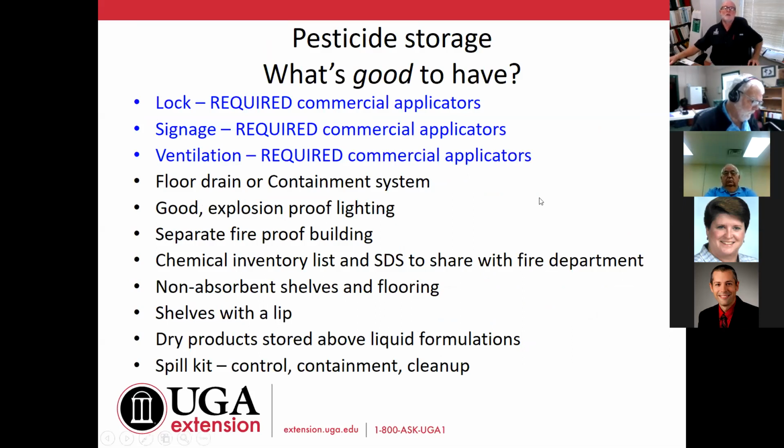What's good to have? I think we've already covered, and you'll see in blue here, that if you're a commercial applicator, these first three are required: to be under lock, to have proper signage, and to have adequate ventilation. Some other strong components to your storage system would be some type of secondary containment or drainage. If it's a separate storage building, it's entirely possible for you to install a floor drainage that leads to a containment system. Adequate lighting, along with explosion-proof lighting, certainly based on the products that you're storing.